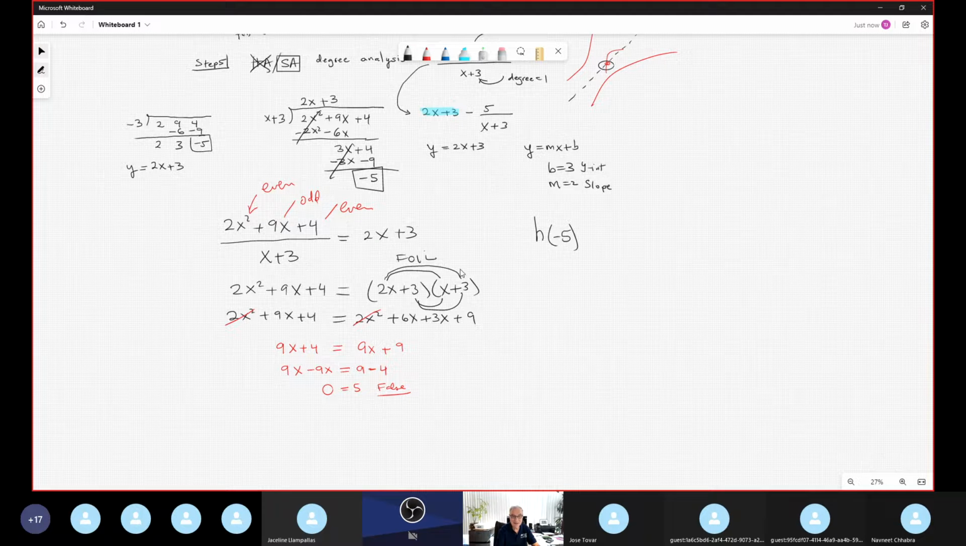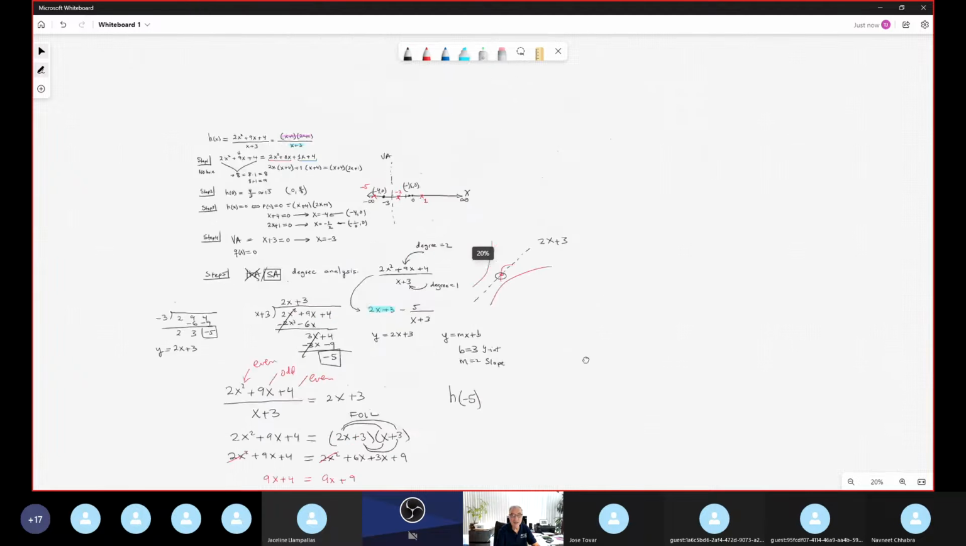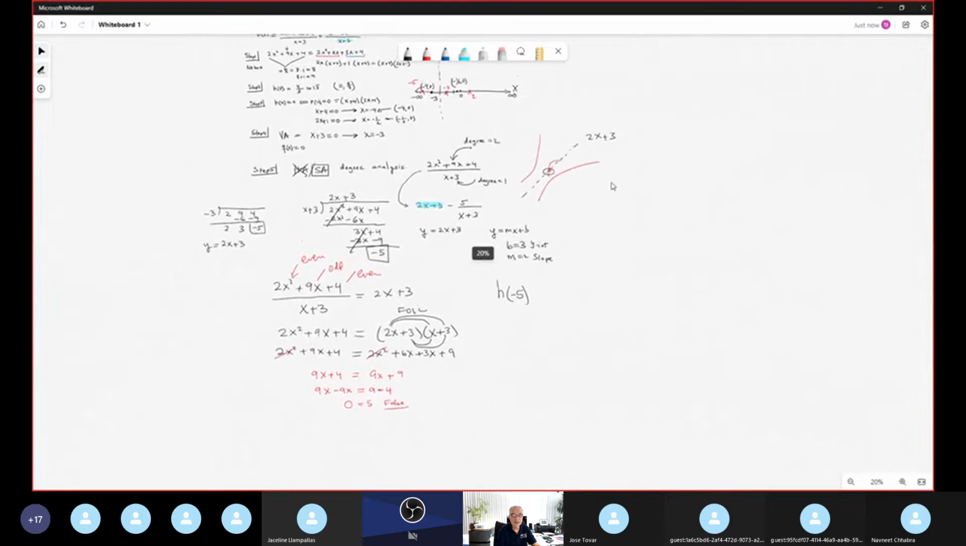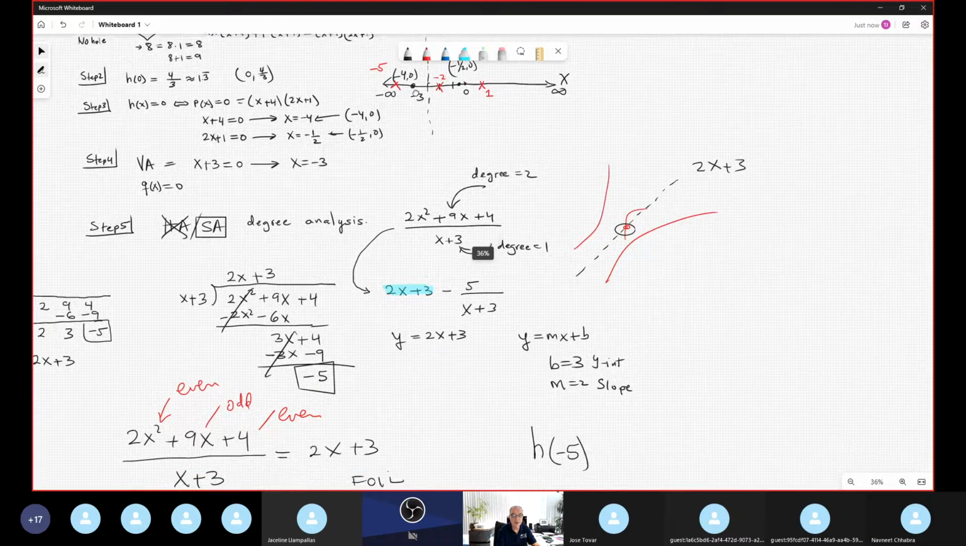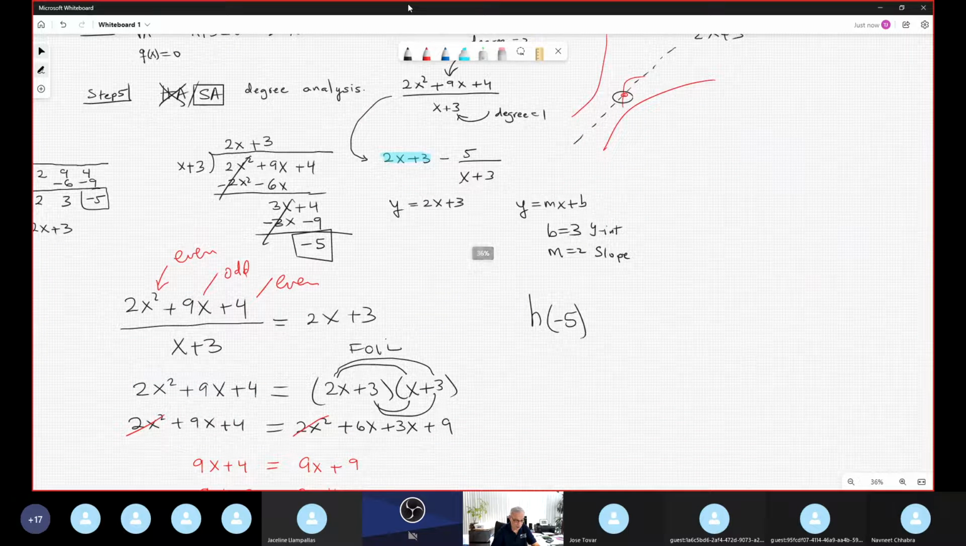Remember the analysis that we are doing here in the number line. I select three points at least: negative five, negative two, and positive one. Okay, plug it in, plug it in, plug it in. Plug it in where? Plug it in the original, no? The original. h at negative two, and h at positive one.